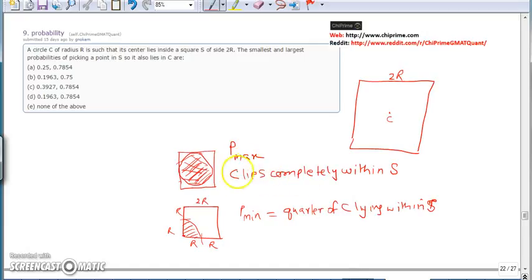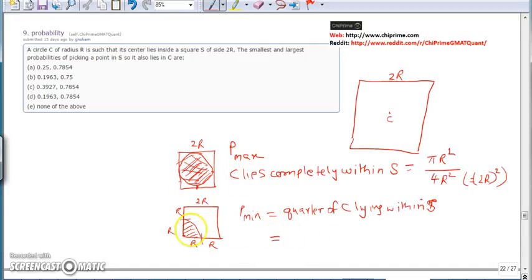Okay, so let's compute the values in each case. So this is the ratio of the areas of the circle to the square. The circle has radius r, so the area of the circle is pi r squared, and the area of the square of side 2r, again the radius of the circle is r, this touches here, this touches here. All right, so the area of the square is 4r squared, which is equal to 2r the whole squared. So that is the maximum probability that any random point that you pick within the square also lies within the circle.